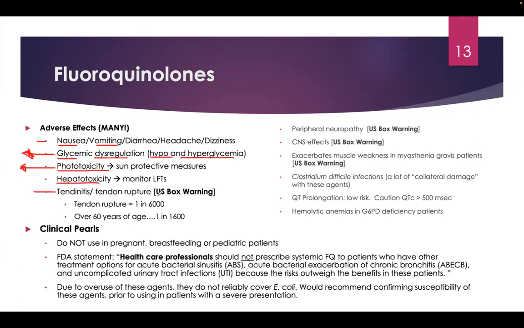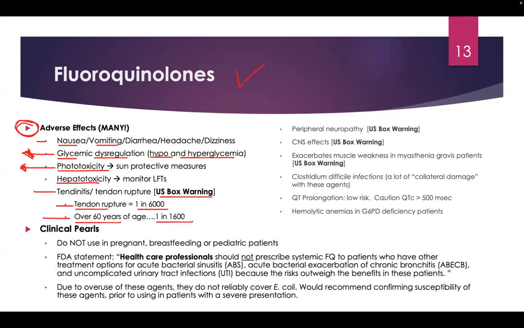This is a U.S. black box warning when it comes to tendinitis and tendon rupture. What was the rate? Tendon rupture was 1 in 6,000, and in those older than 60, it was 1 in 1,600. So again, you can see why, on this whole list, there have been more drugs in my career removed from the market. Let's just talk about that. So let's think about it.